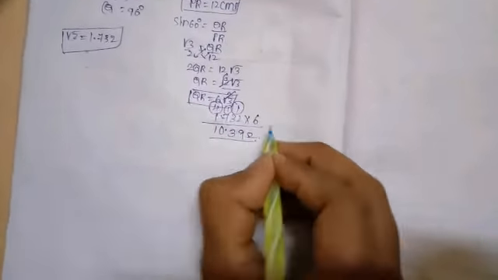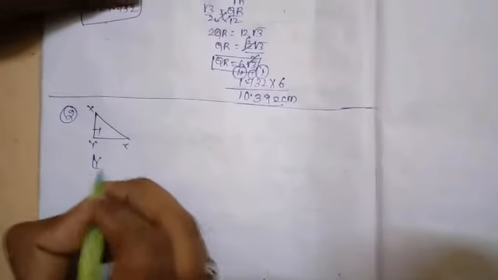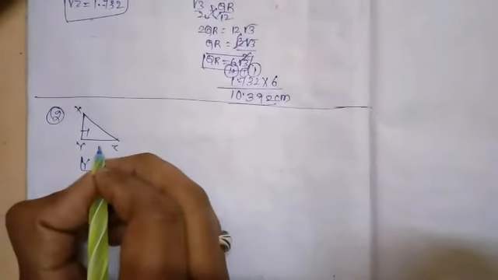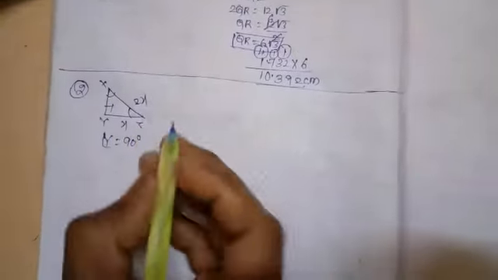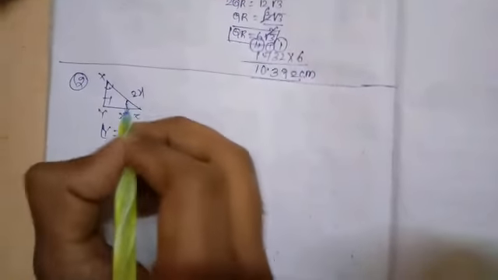XYZ, a right angle triangle is given, with angle Y equal to 90 degrees. So here YZ equal to x and XZ equal to 2x are given. So they ask you to find these two angles. So we have to see first, there is one angle and this is one angle. They ask you two angles to find.